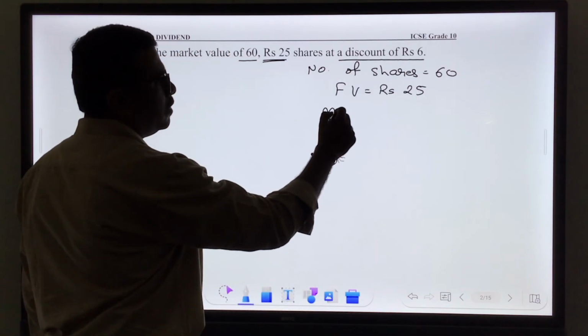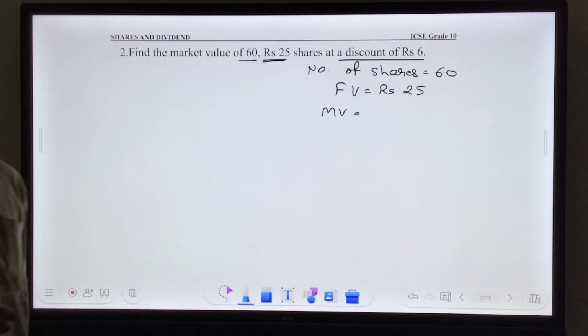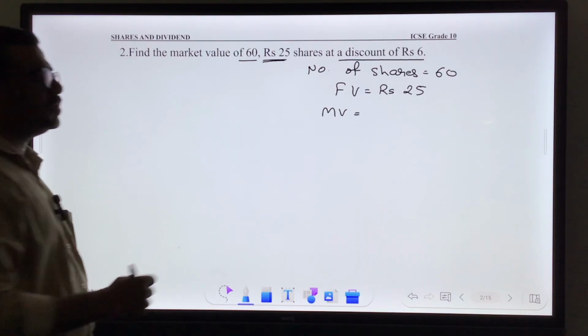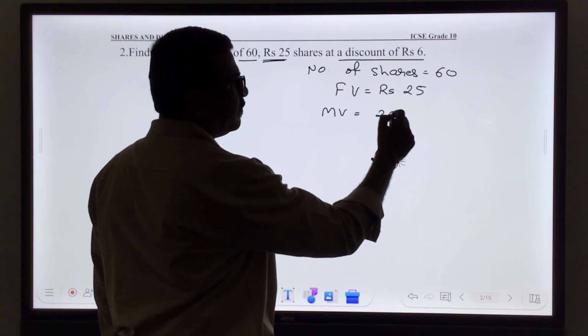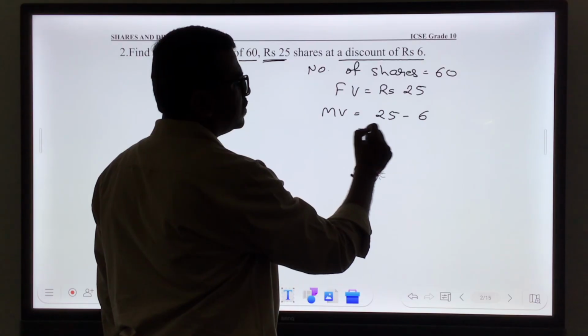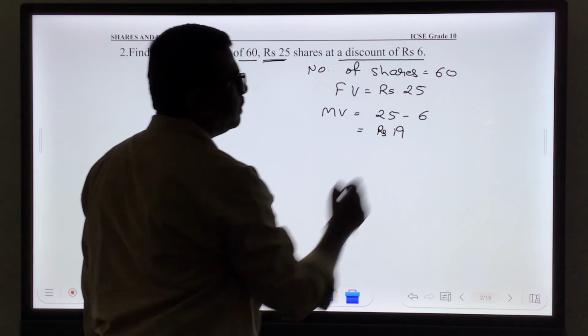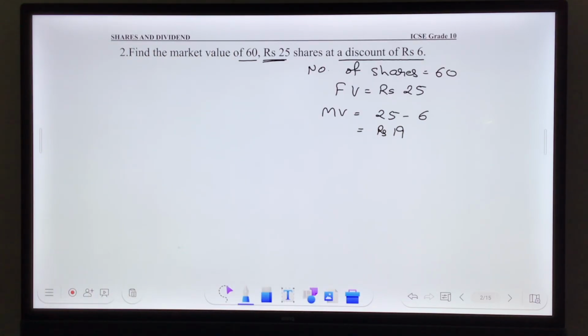So market value is lower than face value by 6 rupees. So market value will be 25 minus 6, which is rupees 19. We need to find the total market value of 60 shares.